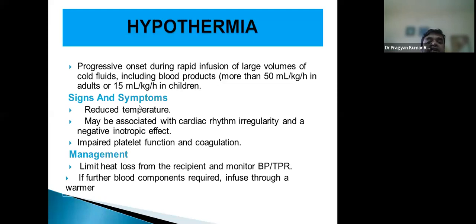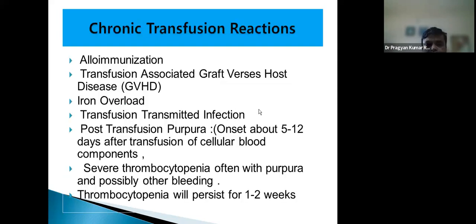Signs and symptoms include reduced temperature, the patient becomes hypothermic, and may have cardiac rhythm irregularity. When suddenly exposed to a lot of hypothermic fluid, cardiac arrhythmia occurs. There is also impaired platelet function and coagulation. Management: limit heat loss from the recipient and monitor BP, temperature, pulse and respiration. If further blood components are required, infuse through a warmer. There are infusion warmers available where you give the blood through the warmer, so that if you do not have time to raise the temperature outside the patient's body, some warming occurs as it goes through the warmer.